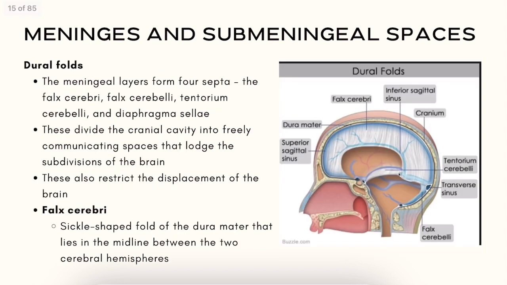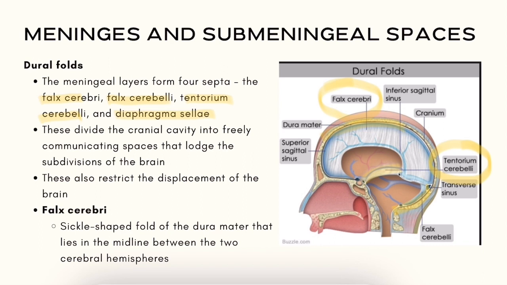Let's now talk about the dural folds. So the meningeal layer will form 4 septa. We have our falx cerebri, falx cerebelli, our tentorium cerebelli, and our diaphragma sellae. These divide the cranial cavity into freely communicating spaces that lodge the subdivisions of the brain. You can see that in the pictures right here, so you don't have to imagine. Okay, so those are the divisions. These will also restrict the displacement of the brain associated with acceleration and deceleration when the head is moved.